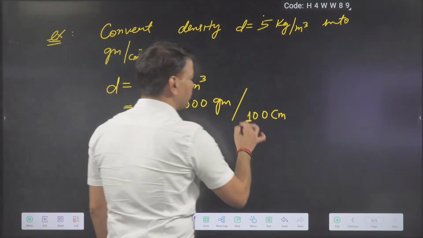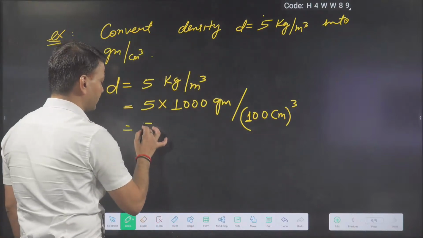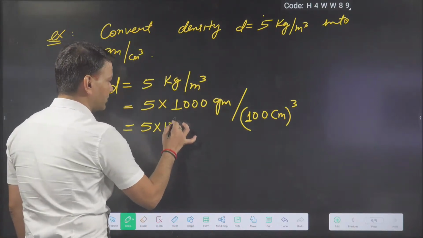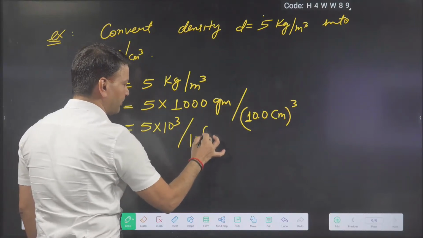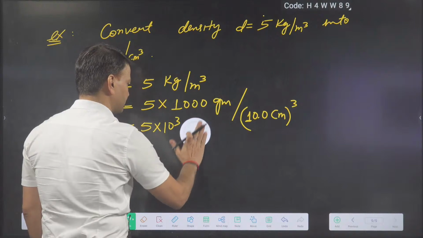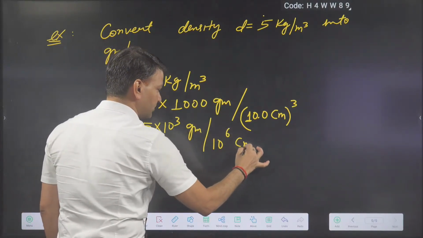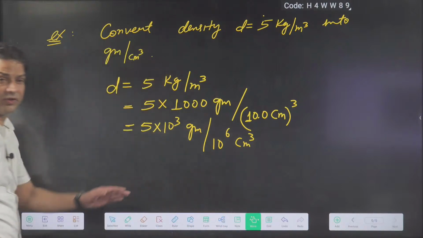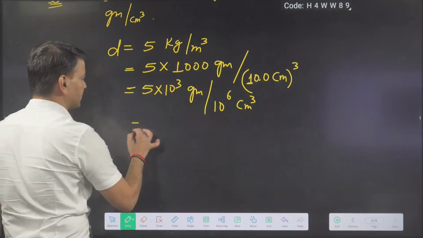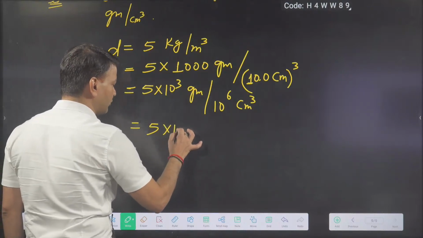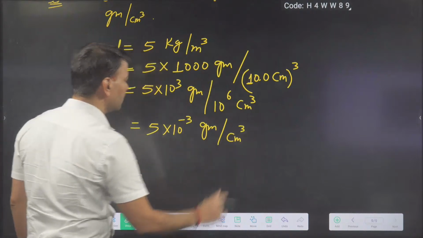So I will take the cube of this. Now what did I get? 5 into 10 to the power 3 upon 100, which means 10 to the power 2. Its cube is 10 to the power 6 centimeter cube. Now this 10 to the power 6 will go to the numerator, it becomes minus 6, then plus 3 minus 6 is minus 3. So we got 5 into 10 to the power minus 3 gram per centimeter cube.